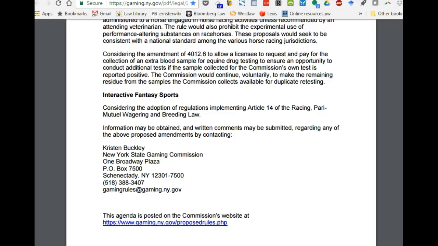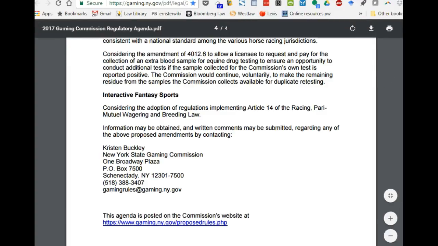If this is an area of law that you are interested in, this is one way to follow what's going on for any particular clients, or perhaps hopefully potential clients, is the regulatory agenda. Okay. Any questions?